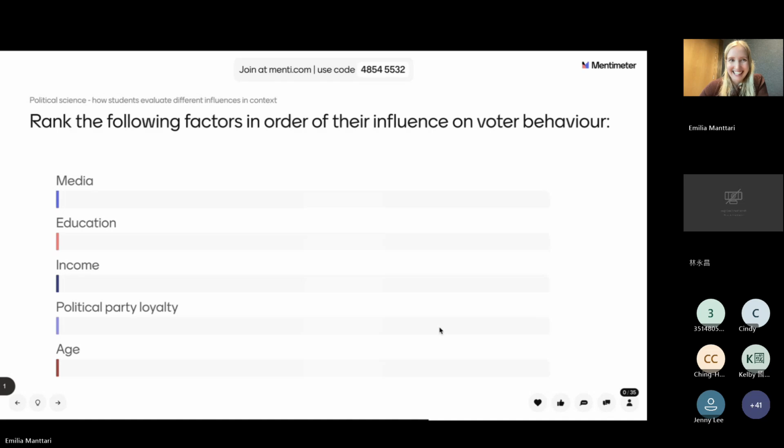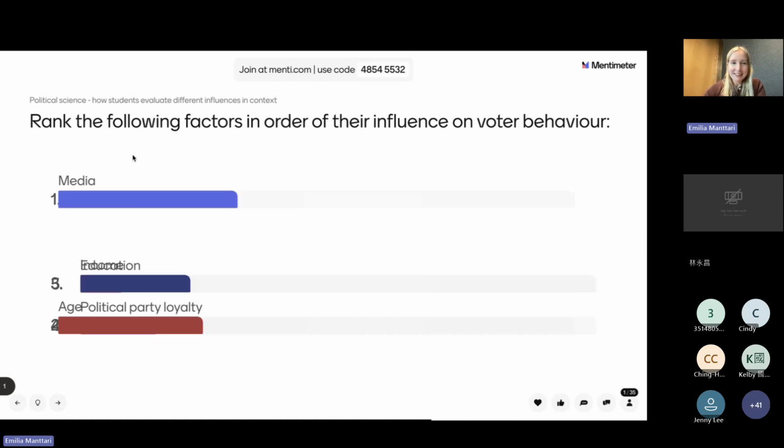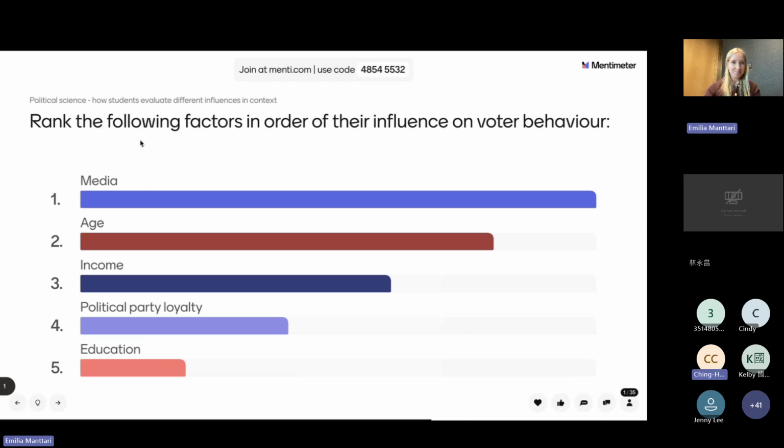Perfect. And then here we also have another example around how you could use Mentimeter at this level of Bloom's taxonomy. The example that I picked now is around political science. And here we have different influences in context. So the question we have is: rank the following factors in order of their influence on voter behavior. We have media, education, income, political party loyalty, and age.